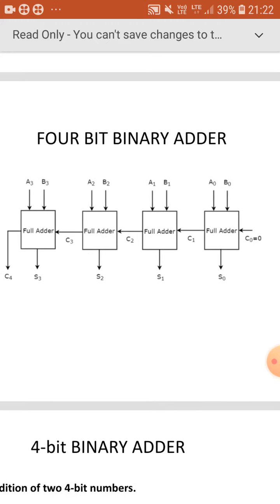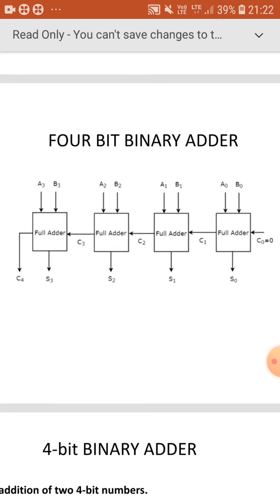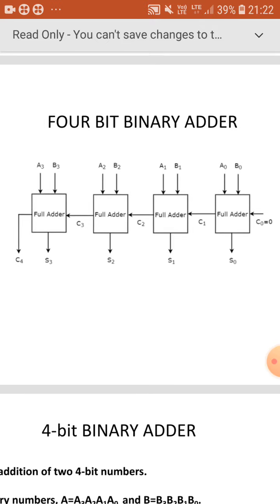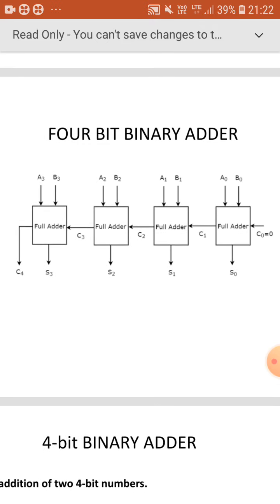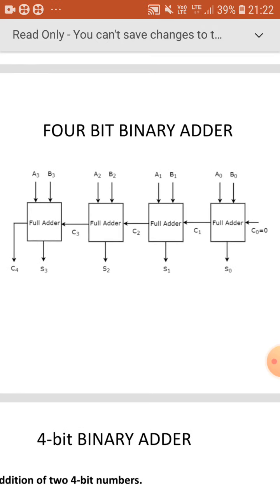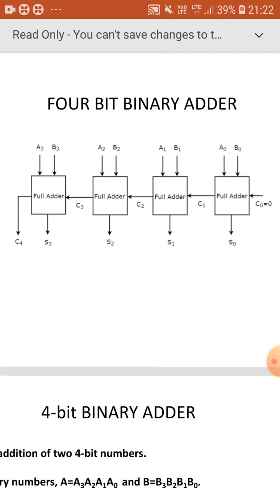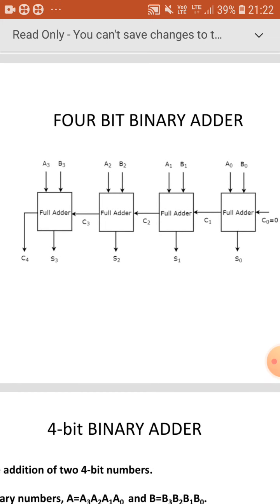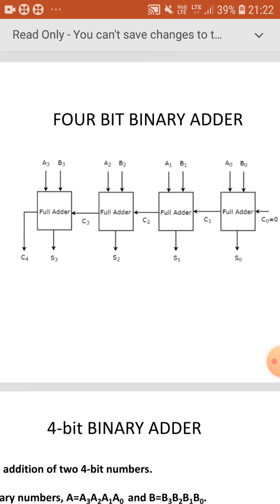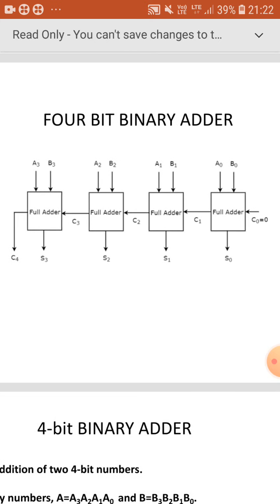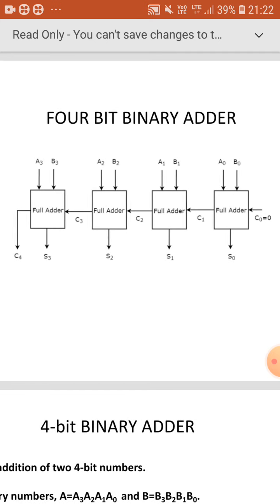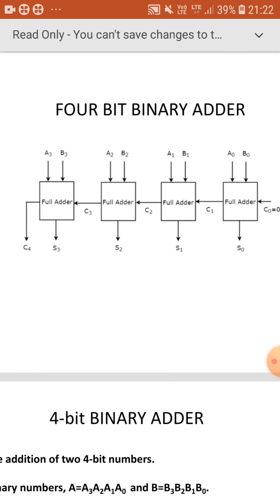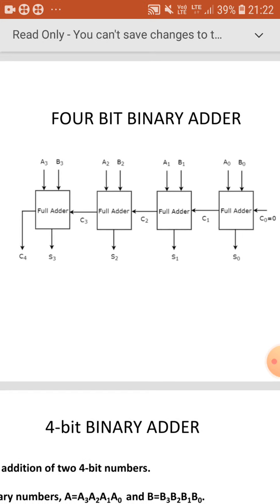A3 to A0 is the binary data A, B3 to B0 is the binary data B, S3 to S0 is the output sum. When you add two 4-bit binary values, you will get 5 bits. So C4 is the 5th bit, the carry out of the 4-bit binary adder, or the carry out of the 4th full adder. That's the final carry.